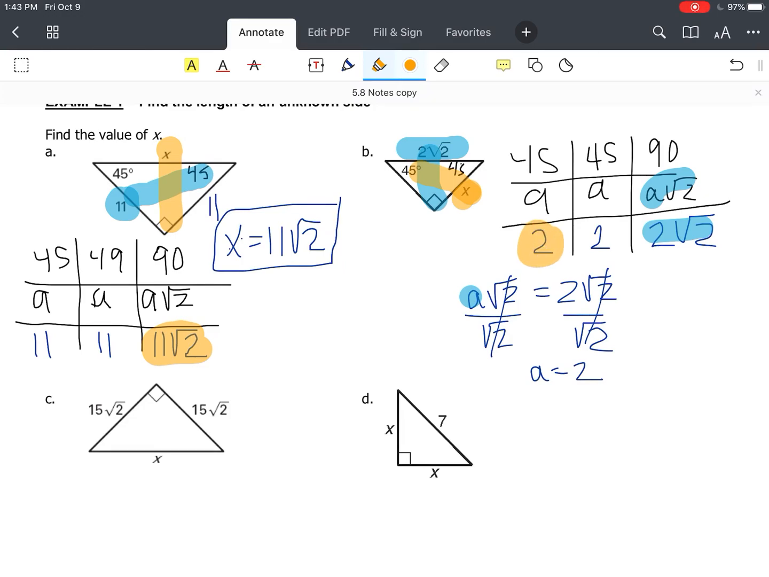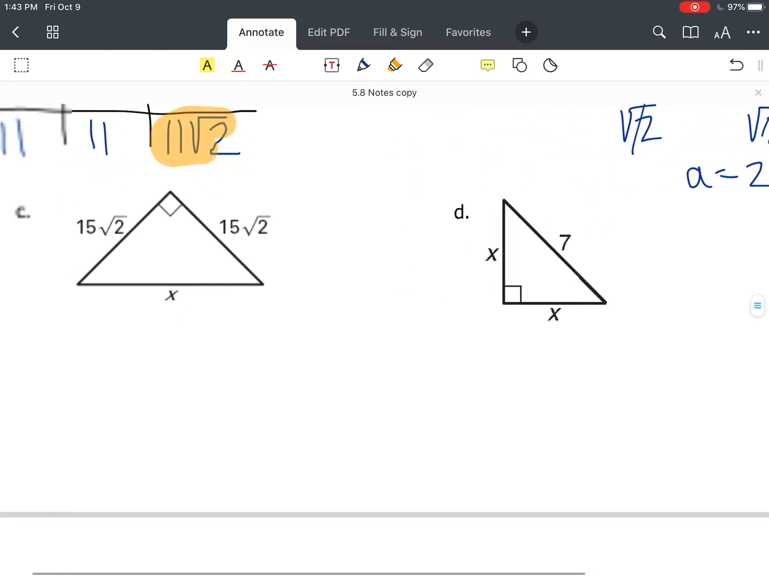Now I go back. They wanted to know X, which is opposite 45. Well, underneath my 45s, my side length is going to be 2. So I can say X equals 2 for letter B.